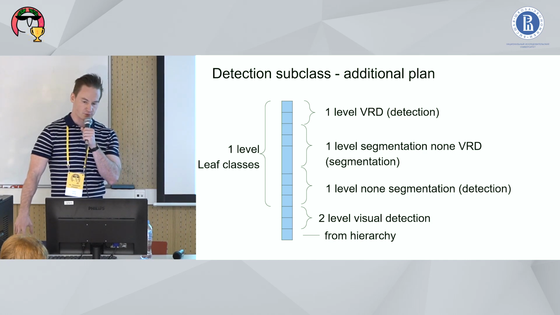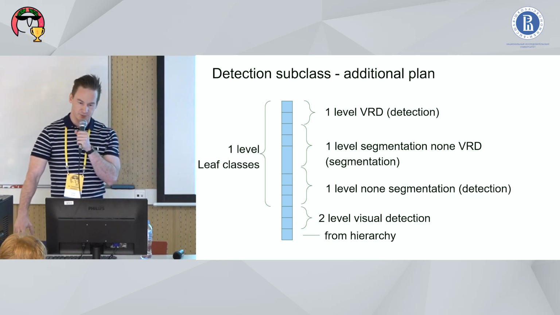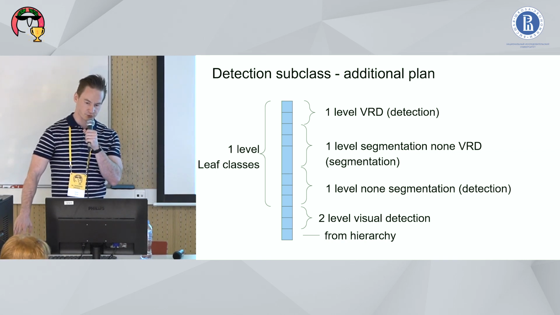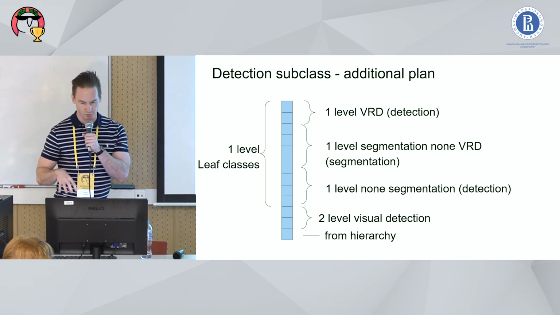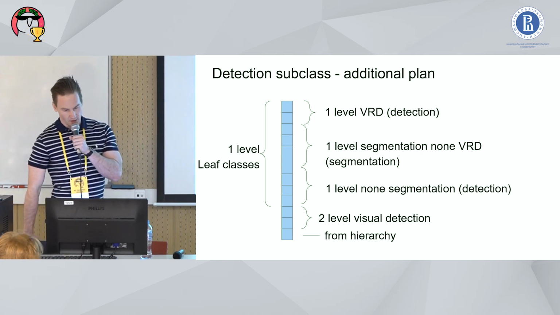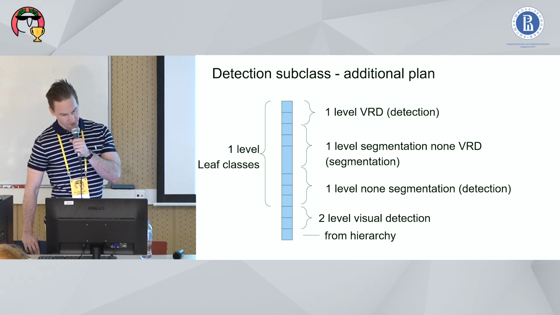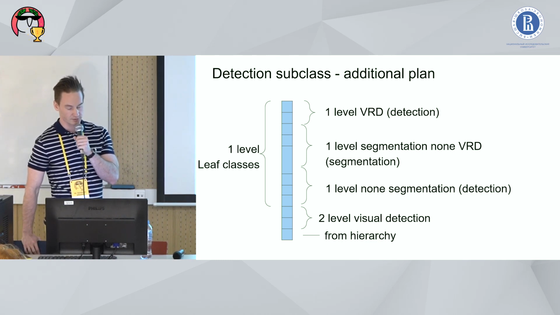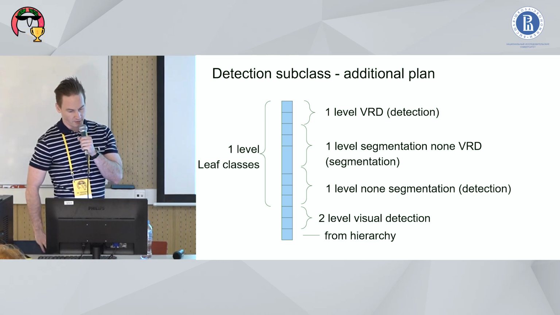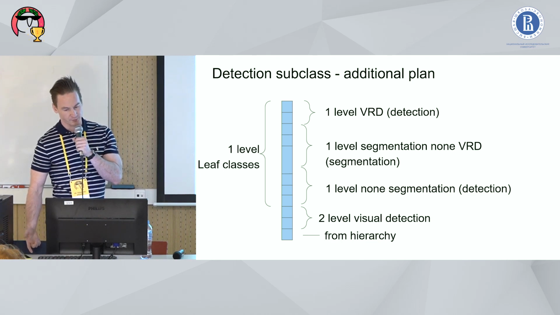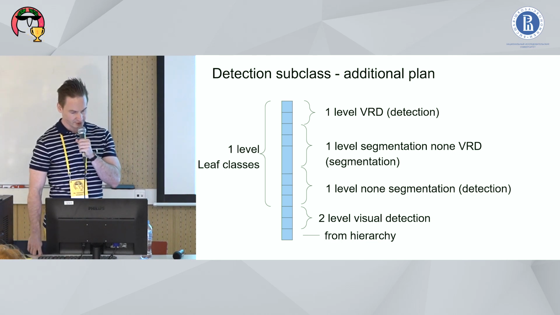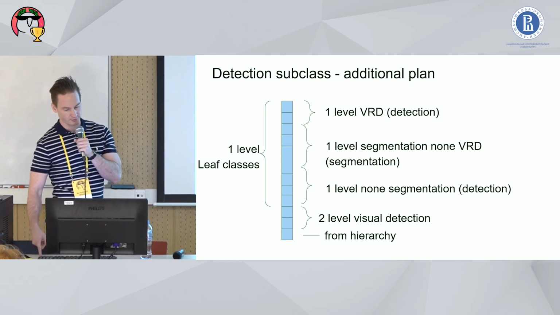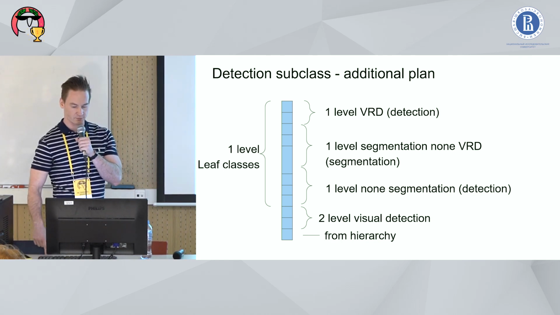The first group was for the detection of the visual relationship track, because I planned to participate in this track, and it was very important to train an expert model for this subset of classes. The second group I planned to take from segmentation, and I also planned to train a detection model for the rest of the classes that are not included in the segmentation task. And also, to improve my performance on the visual relationship track, I planned to train an independent model for the second level of the visual track.